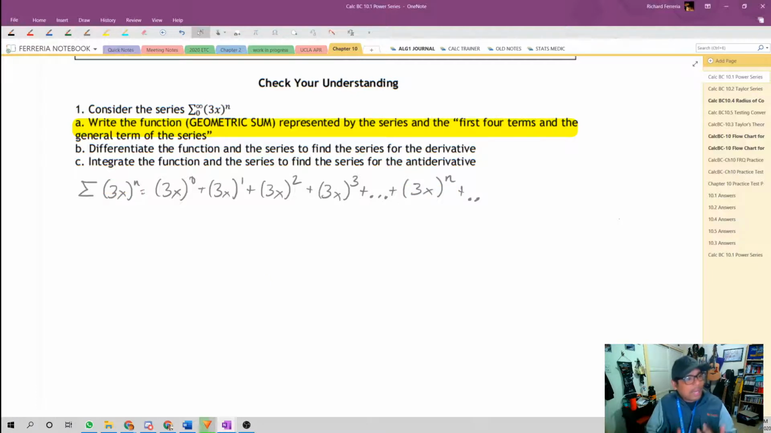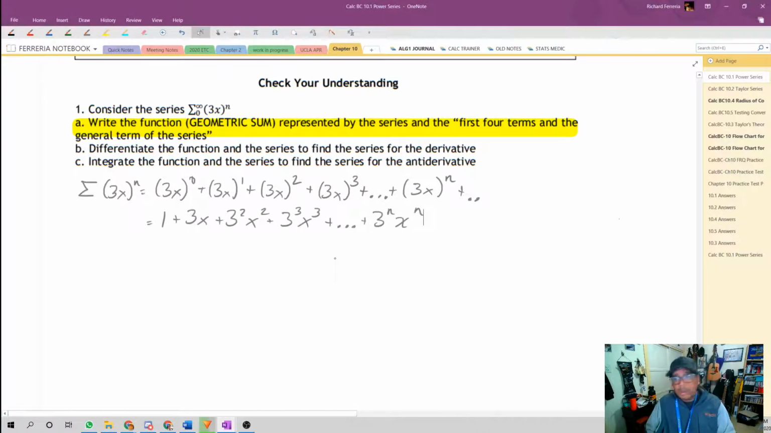The next thing that I'm going to ask you to do is to simplify this so that the only thing in the parenthesis, or the only thing receiving the power, is going to be x. Okay, so 1 plus 3x plus 3 squared x squared, 3 cubed x cubed, all the way to 3 to the n, x to the n. Like we discussed on the previous lesson, there's no reason for you to simplify those exponents. Just leave it the way it is.